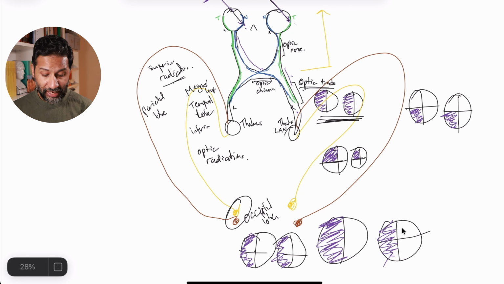One thing to note is that if you knock out both superior and inferior radiations, then you will also get a homonymous hemianopia, and that's because you've knocked everything out, both quadrants, and so two quarters make a half. And you see that with very large strokes knocking out both the parietal and the temporal lobes as well.